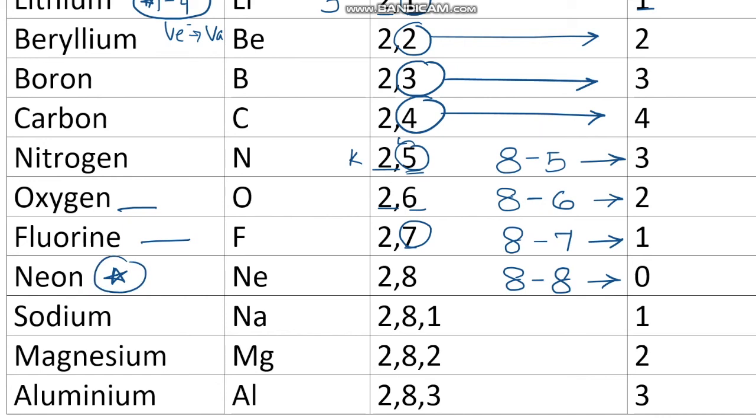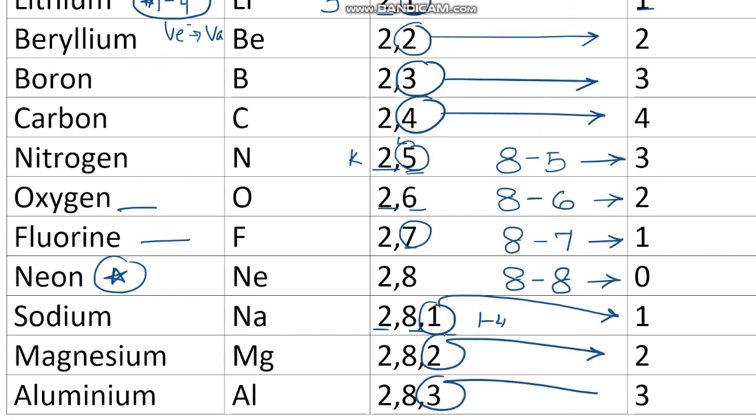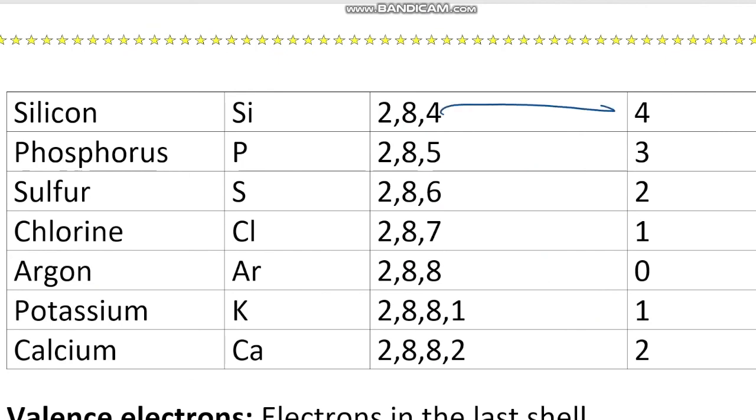We all know that neon is a noble gas. Neon does not want to make bonds with anyone just in order to fulfill its shells. So neon is stable the way it is, hence the valency is 0. Sodium 2, 8, 1, again the same rule, from 1 to 4, the valence electron turns itself into valency. Magnesium 2, aluminium 3, silicon is equal to 4.